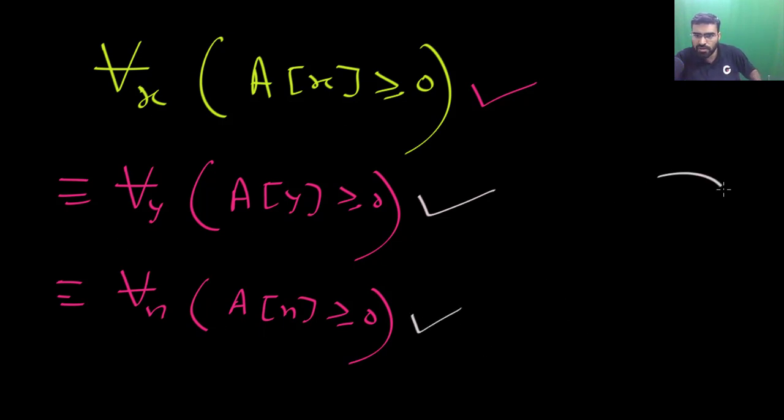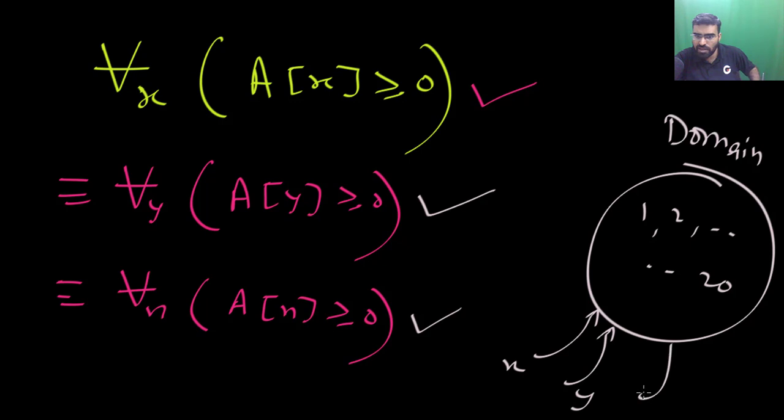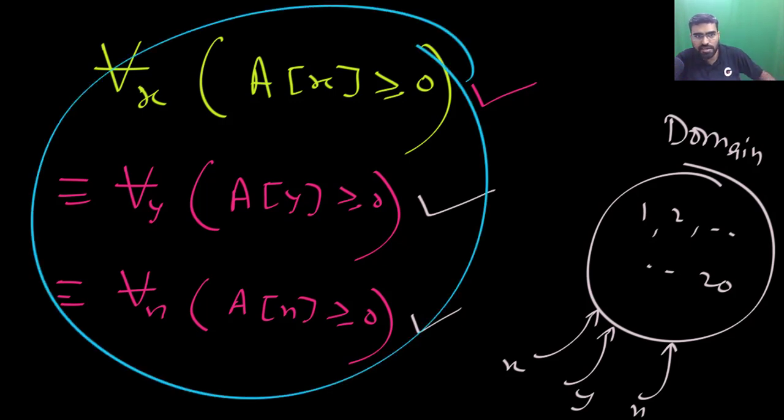Because all these are bounded variables and they refer to the domain. So you can notice this is your domain. Whatever variable you take, variable x, variable y, variable n, whatever variable you take, that will refer to this domain. So all these are correct answers.